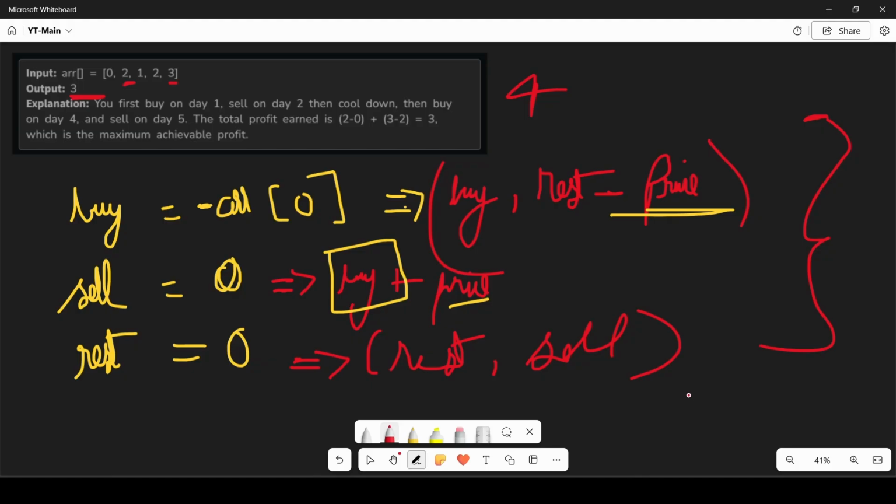You return the max of your selling block, like whatever you have, or of your rest block, because you can't end a day with buying, right? You can't end a day with stock in your hands. At the end of the day, you have to complete selling everything. All right, so that's the basic logic behind it. Let's see how we can code this out.